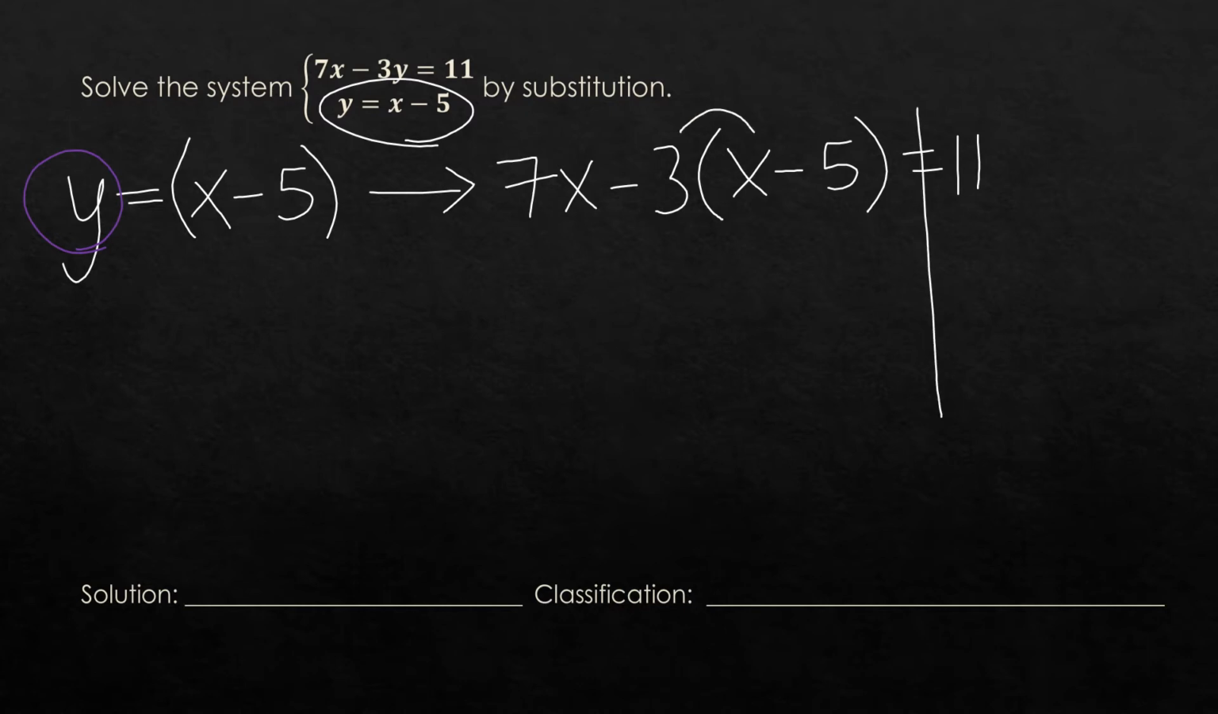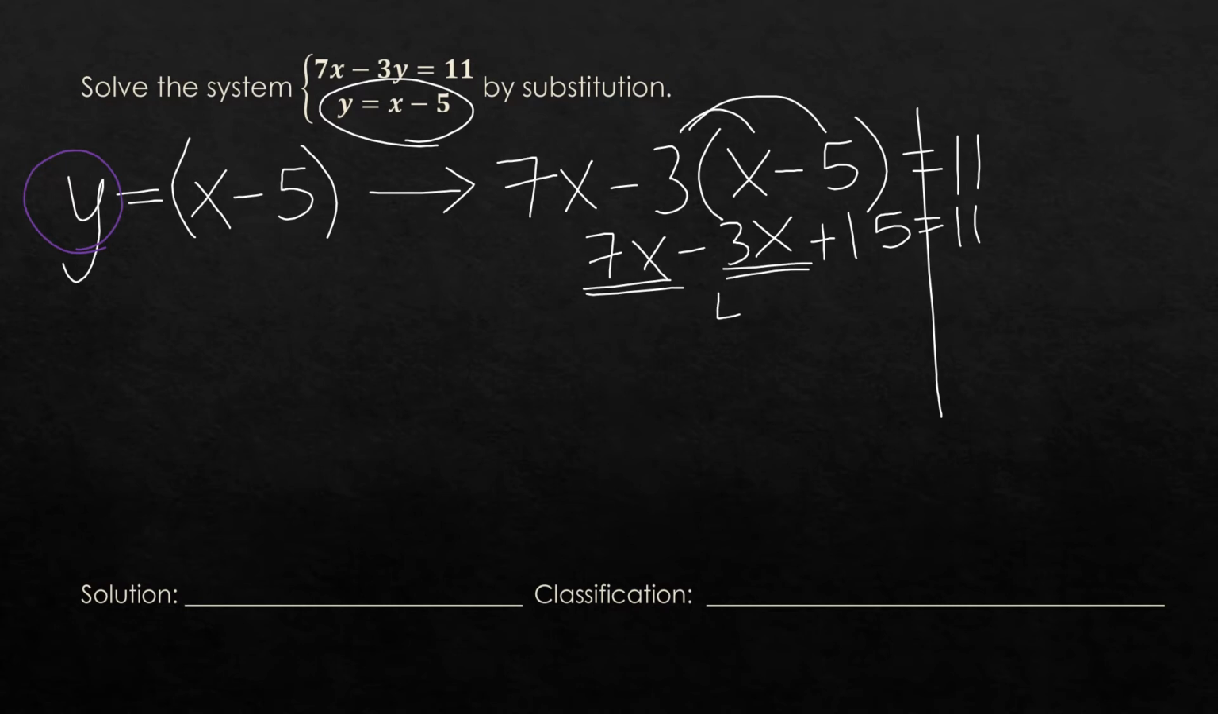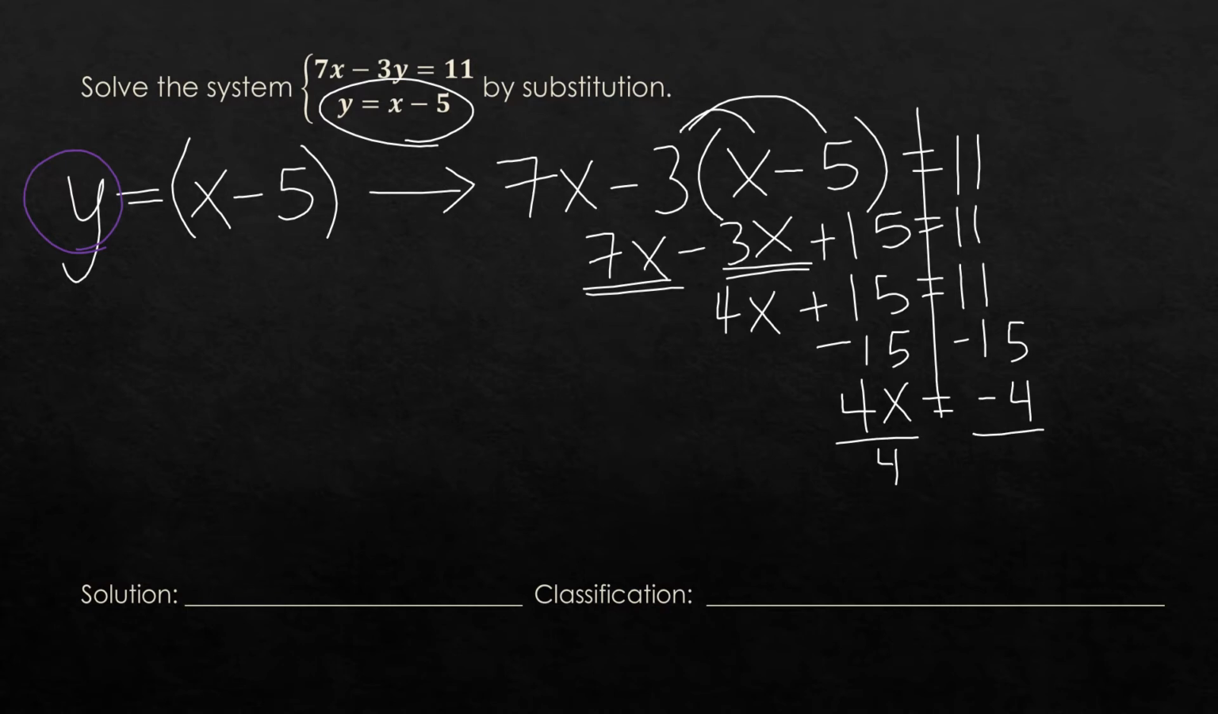We're going to start by distributing. So we end up with 7x minus 3x plus 15, be careful with your signs, equals 11. Then I can combine like terms. 7 minus 3 is 4, so 4x plus 15 equals 11. Then subtract 15 from both sides. We get 4x equals negative 4, and then divide by 4. So we get x equals negative 1.